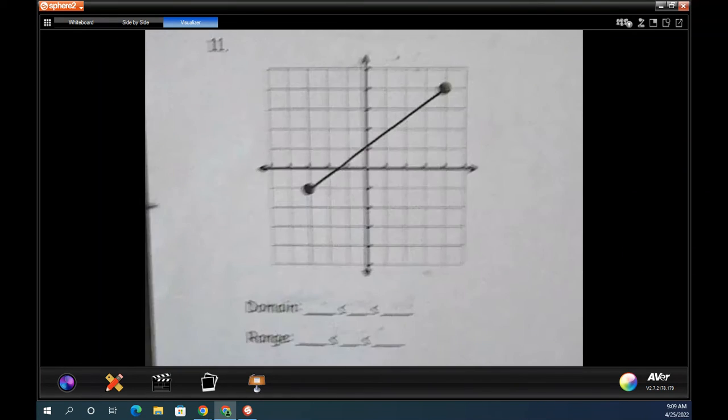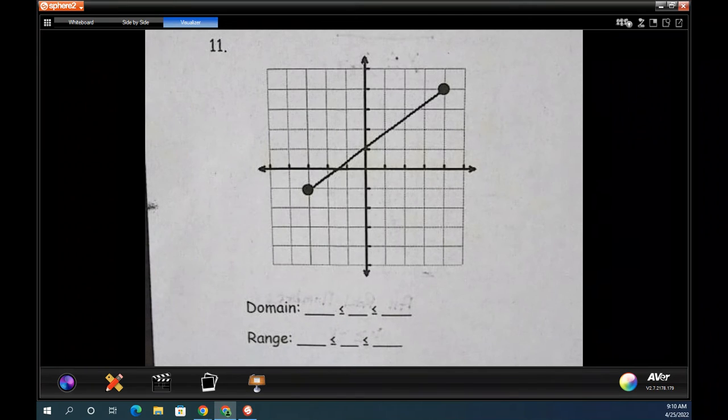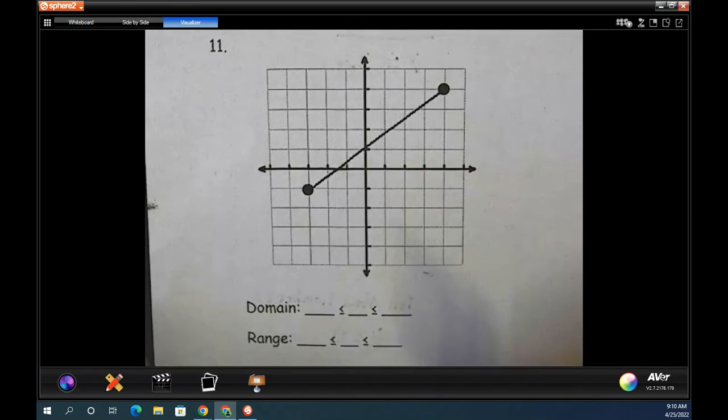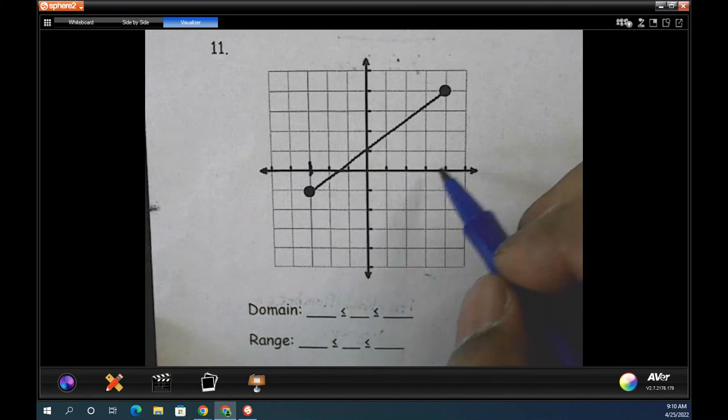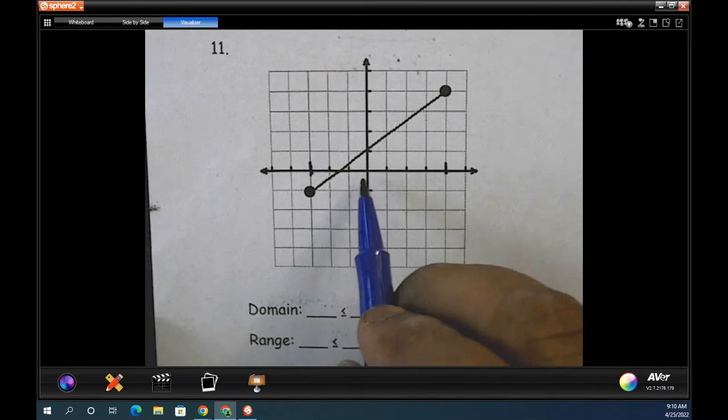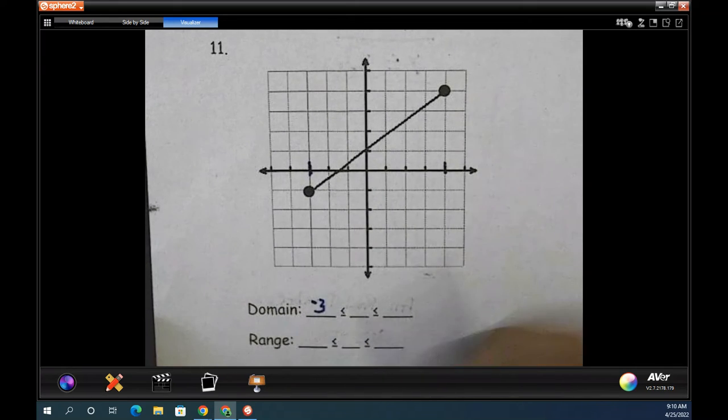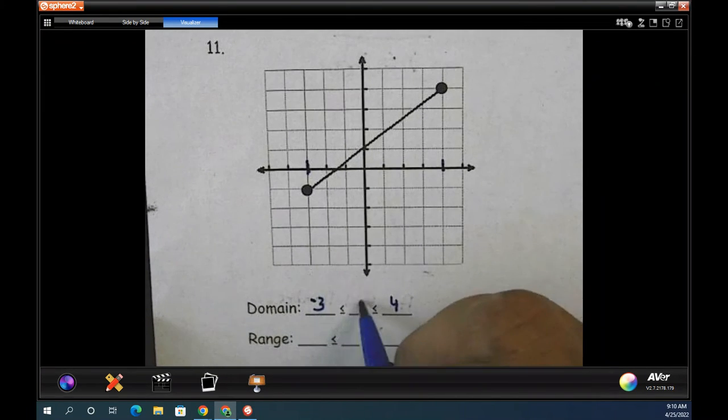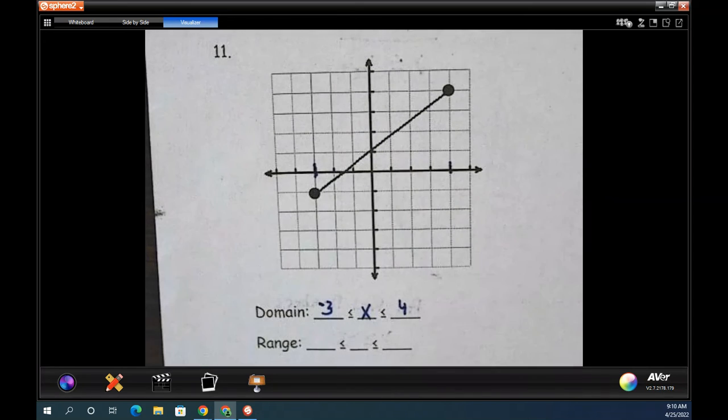All right. Try number 11. Okay. The domain is between here and here. We have endpoints. So that's between -3 and 4. Put your x. Did we get that one? Yes or no?